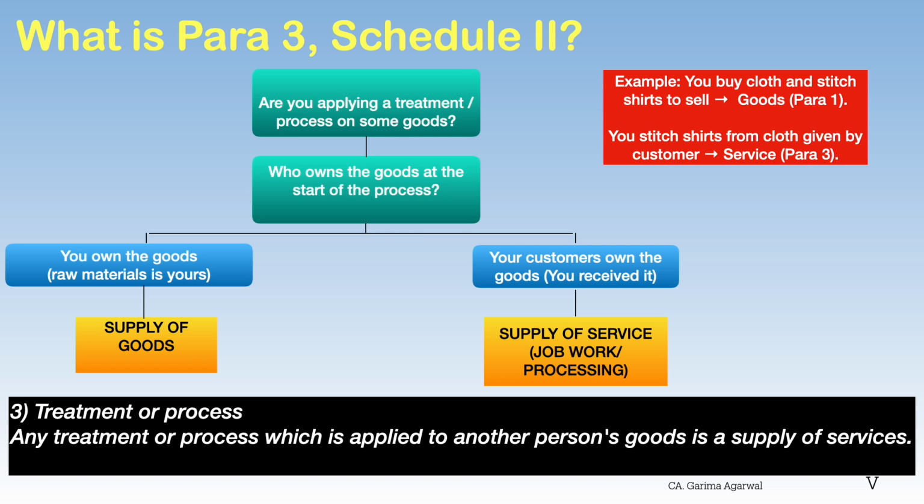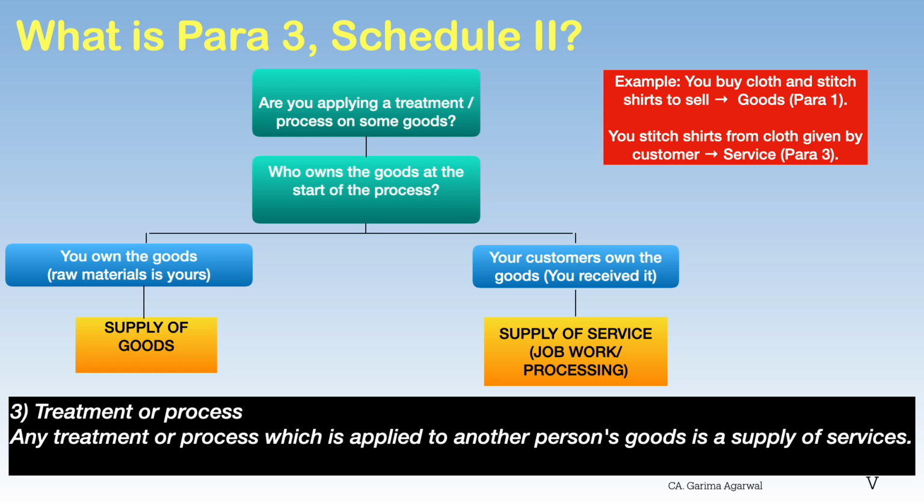So para 3 applies only when the ownership or the title never transfers to you. You are merely applying skill, labor or process to goods that belong to your customer, and the goods are returned to the owner after you process them. So this one is also simple. You should always remember the golden rule from para 1, that transfer of title is goods. Now para 3 is the opposite. You are just working on someone else's goods. You are not selling them your product. You are just selling them your skill, labor or a service.